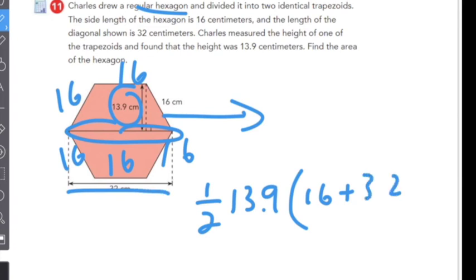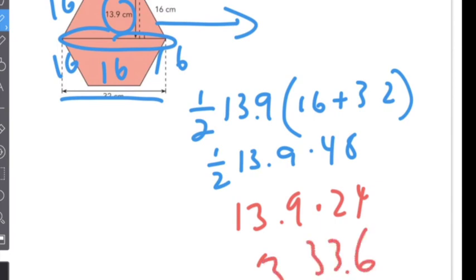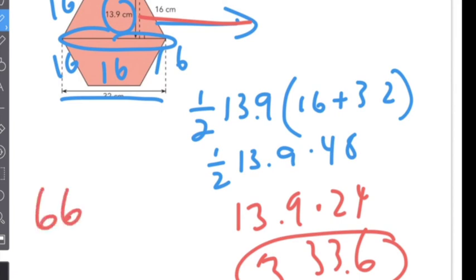So when I solve this, I'll take 1/2 of 13.9 times 48. Let me just move it up a little bit. Take 1/2 of 48, that's easiest. 13.9 times 24. When I do 13.9 times 24, I'm going to get 333.6. So that's for the trapezoid up there, but we just split it in half, so all you have to do is take 333.6 and times it by 2, and the answer is going to be 667.2 centimeters squared.